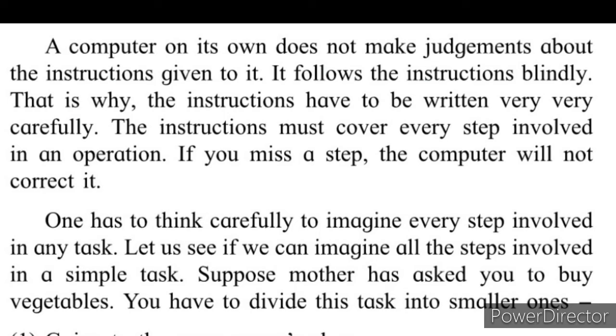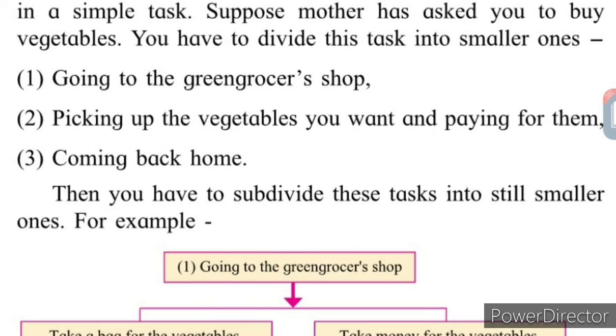Suppose mother has asked you to buy vegetables. You have to divide this task into smaller ones. Here in the book, one simple task is given. What is that? Suppose mother has asked you to buy vegetables, and this task you have to divide into smaller ones. How is this task divided? See, first you have to go to the greengrocer's shop. Greengrocer's shop means the shop where you get vegetables and fruits. That shop is called the greengrocer's shop.